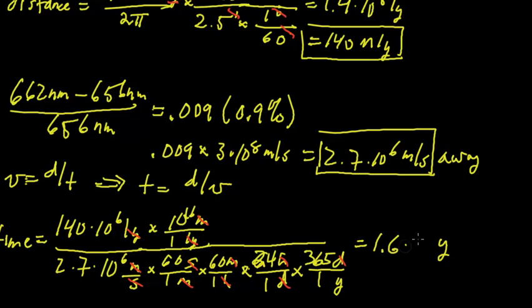1.6 times 10 to the 10 years, or another way of putting it is about 16 billion years, which is approximately the age of the universe. So what we have is the last time this galaxy was on top of us was the beginning of the universe.